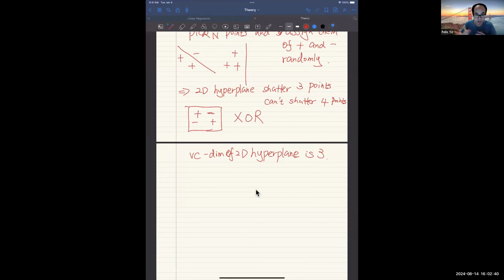And in general, for D dimensions, this will be D plus 1.